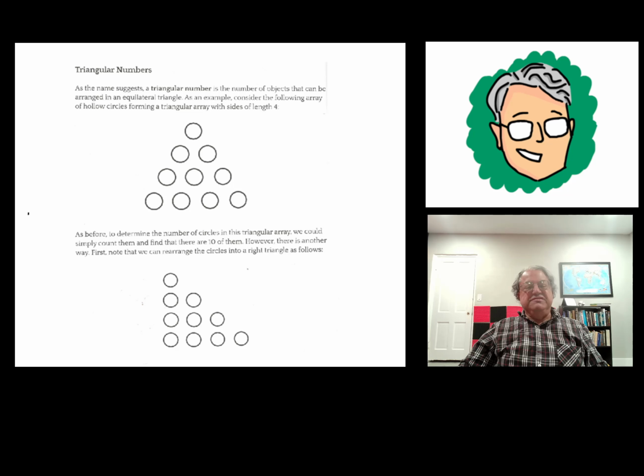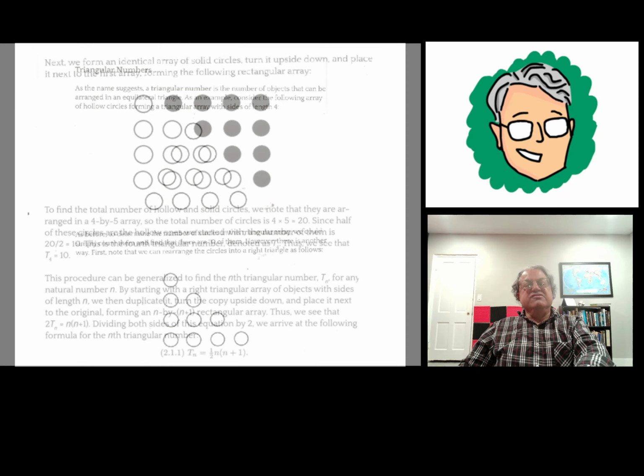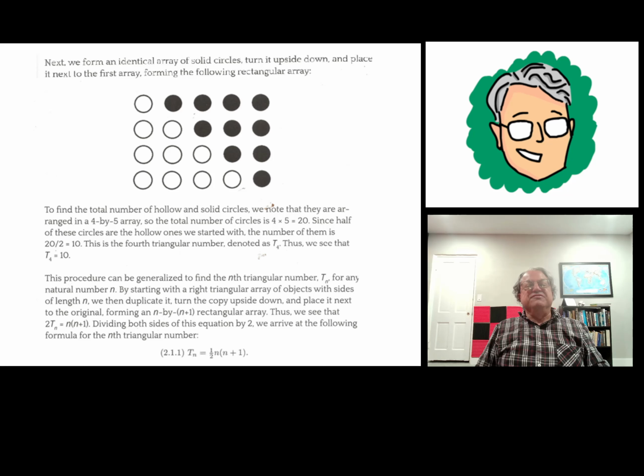And how does that help us? Well, you'll see in a second. So here's the trick. This is where it's kind of nice. What happens if you take a mirror image of this original triangle? So now we've got white circles and black circles.